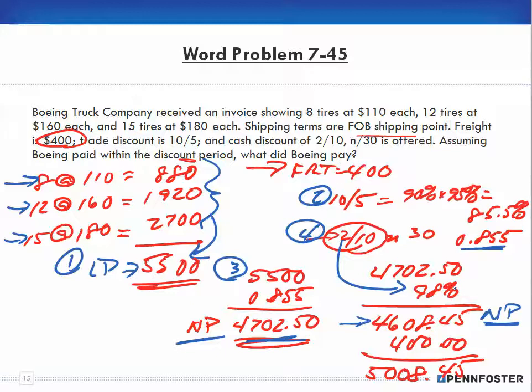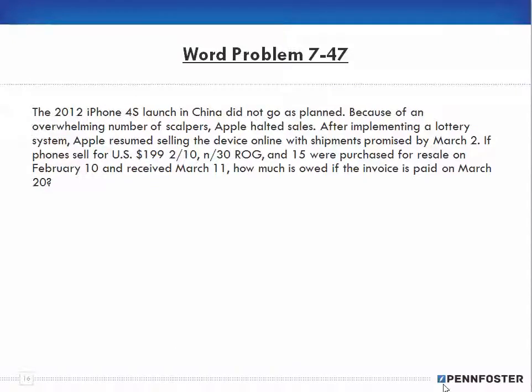And the last thing I have to deal with is number 5, the freight. I have to add that back in, and that gives me a bottom line of $5,008.45.